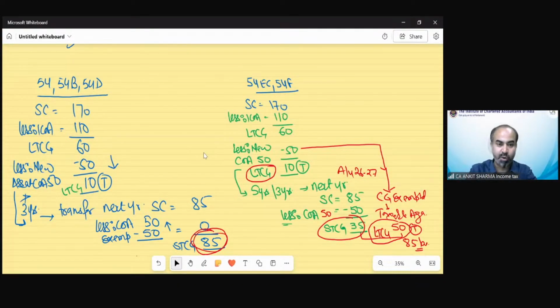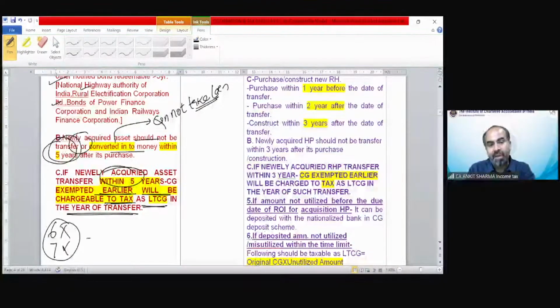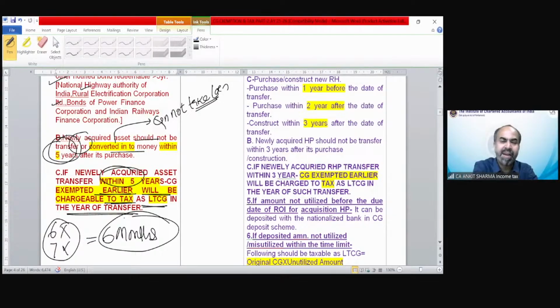So you can see as the provision says, if the newly acquired asset is transferred within 5 years, the capital gain exempted earlier will be chargeable to tax as long-term capital gain in the year of transfer. This point does not say that we have to reduce the gain from the cost. It says do not impact the cost, just tax the capital gain which has been exempted earlier. And you can see there is no point number 6, no point number 7, because the investment time is only 6 months. So there is no ROI date provision in this case. You have to invest within 6 months from the date of transfer.